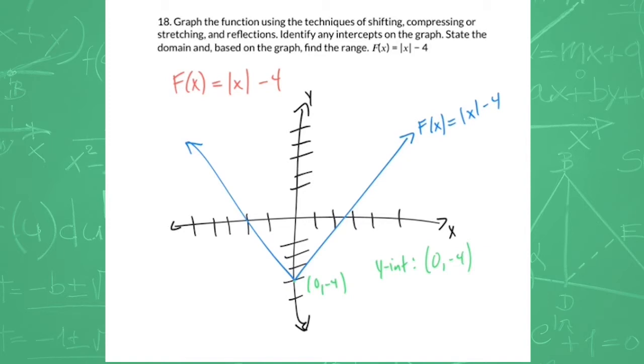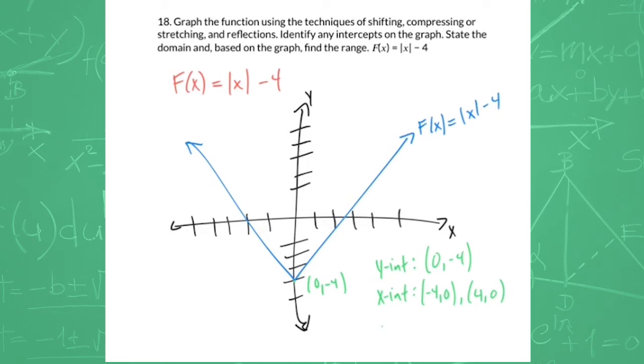But to find the x-intercepts, we're going to have to set our function equal to 0 and solve for x. So let's do it. So we set our function equal to 0. We isolated the absolute value, and we set its contents equal to the positive and negative value of everything on the right side of the equal sign. From there, we see that the x-intercepts are positive and negative 4.